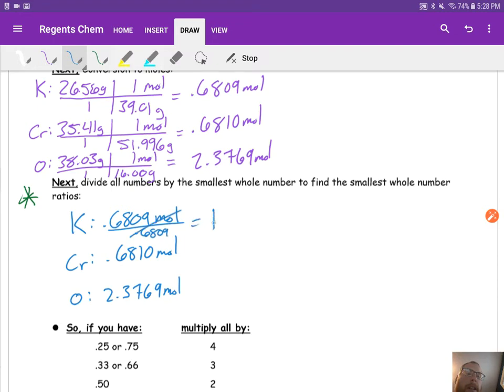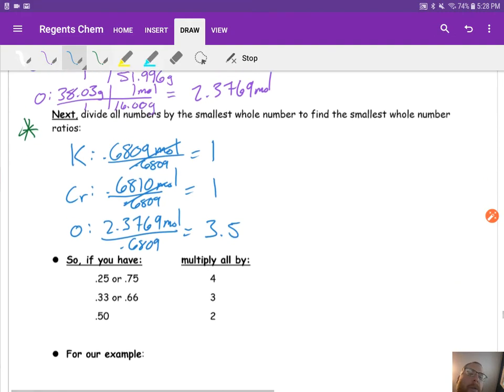That cancels out to be 1. This is going to be 0.6809. That's going to cancel out to be 1 as well. 0.6809. This one is not going to be 1. This one's going to be 3.5. So if you have a decimal after you have divided by the smallest number of moles, then we're going to multiply to get to a whole number. So our fraction is 0.5. We're going to multiply by 2.